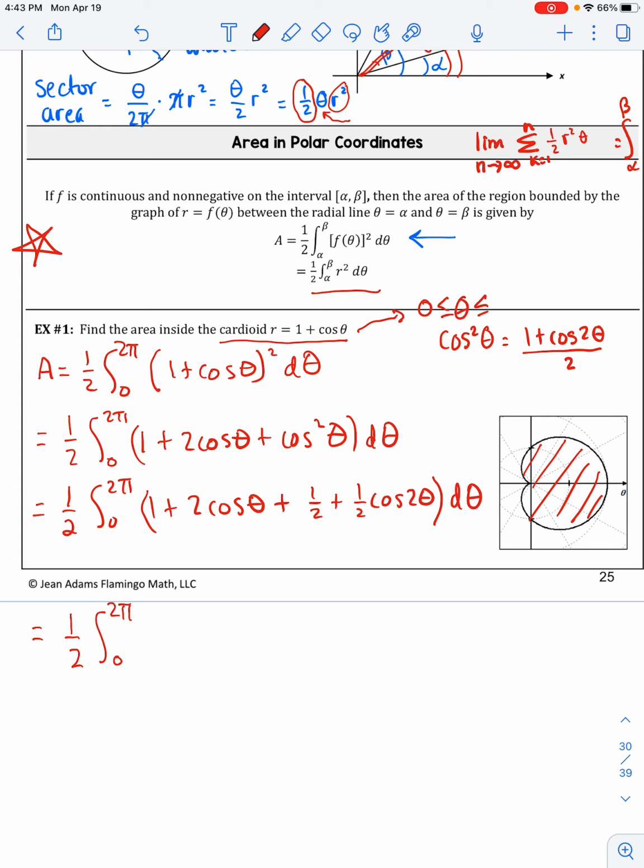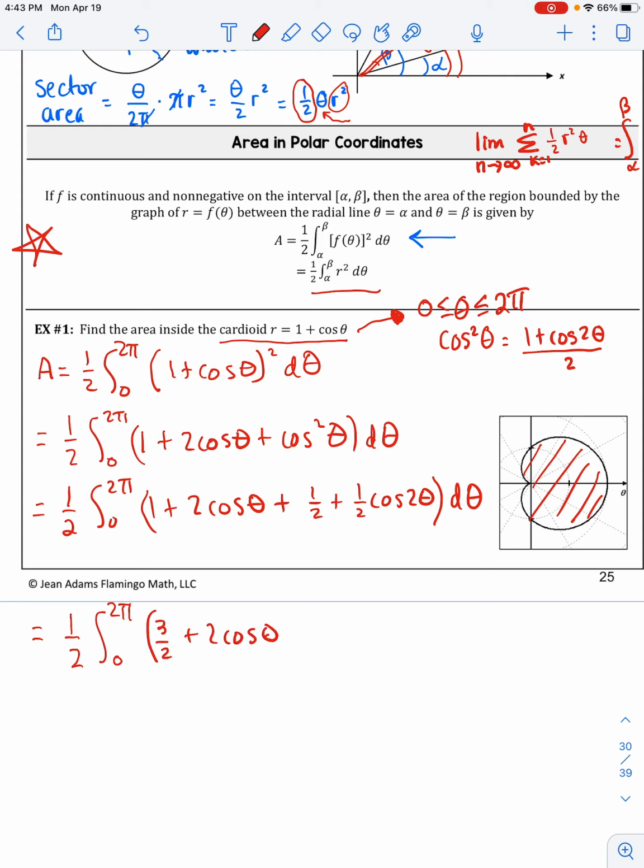And by the way, I showed you how I found this out, but I did want to state that that cardioid went from 0 to 2 pi. I forgot to do that. I just looked up and saw it. Okay, so now you could take your 1 and your 1/2 and make it 3/2 if you wanted to.